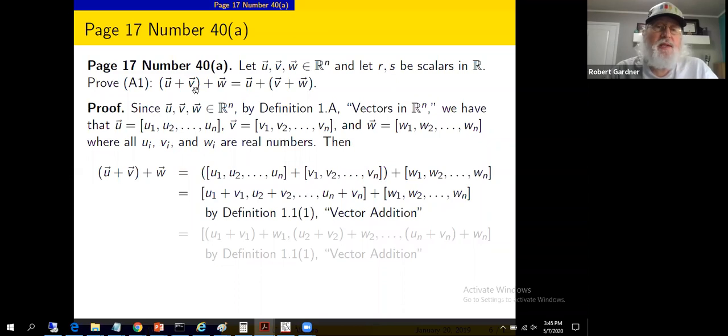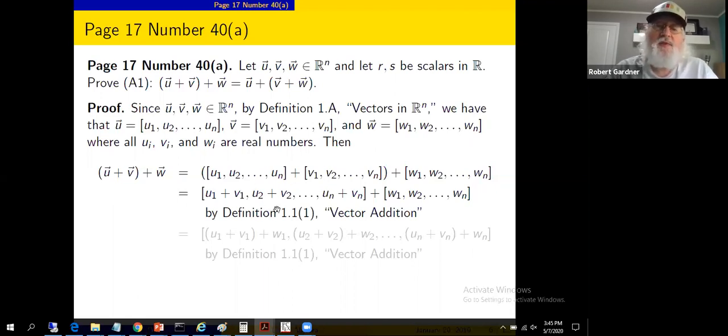So we can take the left-hand side, u plus v plus w. We'll go through and turn that into the right-hand side and do so by using the definition of vector addition. So we'll take vector u plus vector v, that'd be u1 through u sub n, plus v1 through v sub n, bracket those together, do this addition first, and then we'll add on vector w as given on the left-hand side of the property. How do you add u and v together? Component-wise, of course.